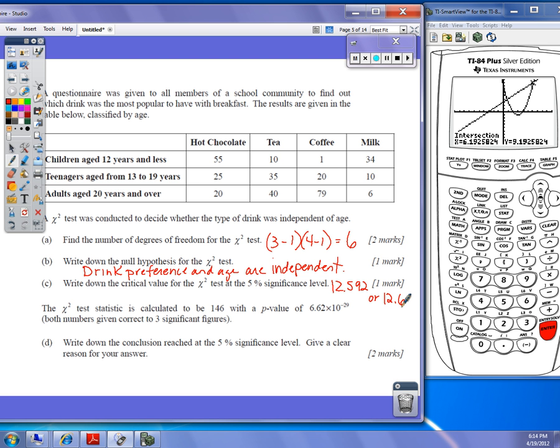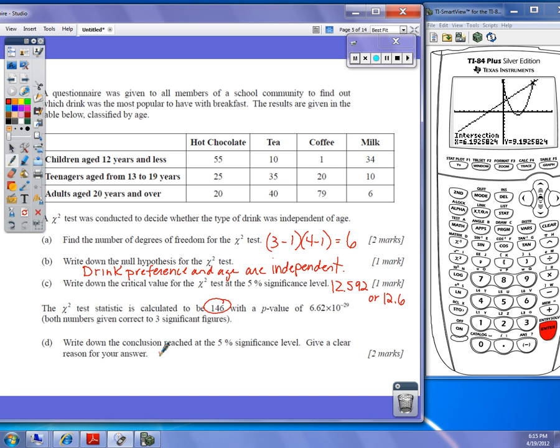And then they tell us that the chi-square test statistic is 146. Now, another way to do a chi-square test is with p-values. We did not do those in our class. Don't worry about it, because you will get full marks as long as you make the correct conclusion with the chi-square test.